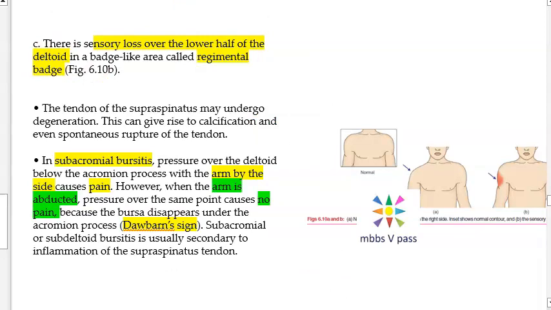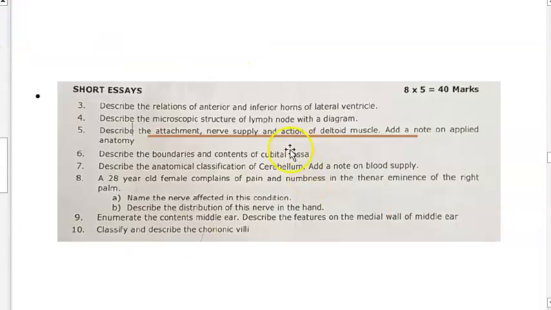Okay. So now let's go to this question and see everything we have answered. We are getting the full 5 marks, no? Yes, very good. So everything done. Attachment, nerve supply, action, applied anatomy of the deltoid muscle, done.